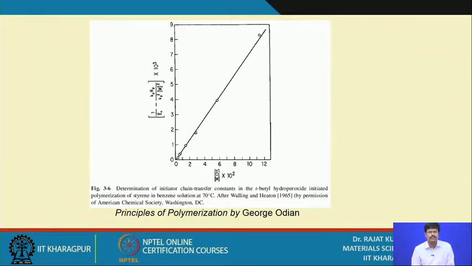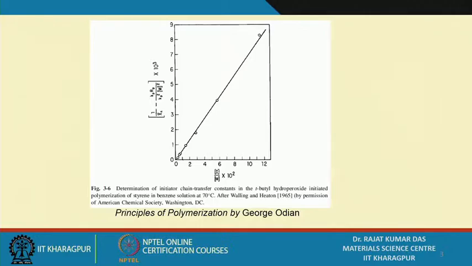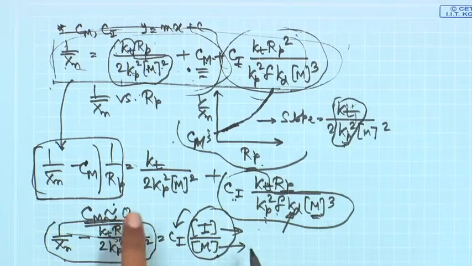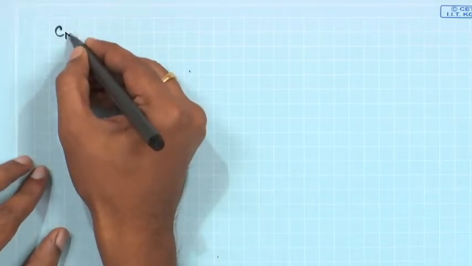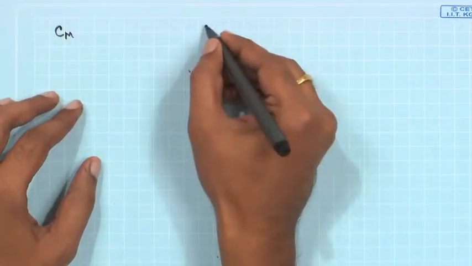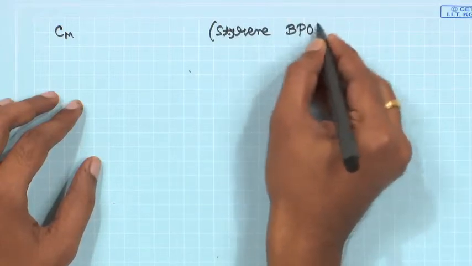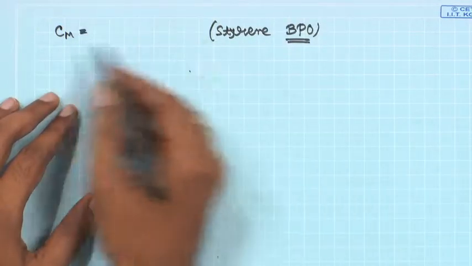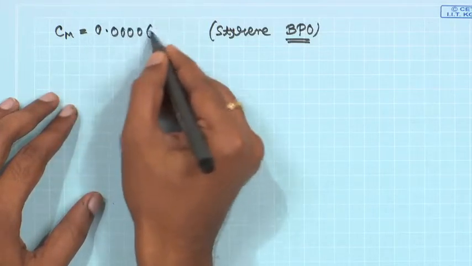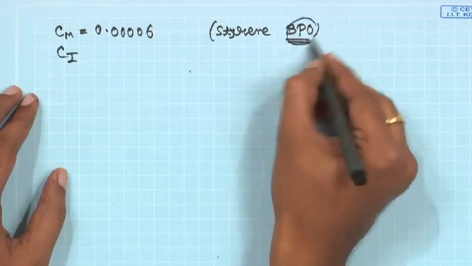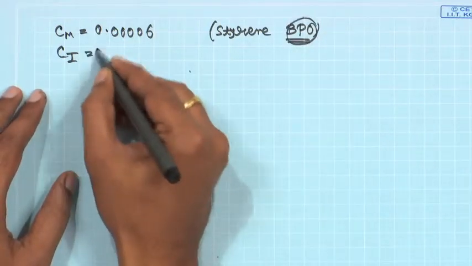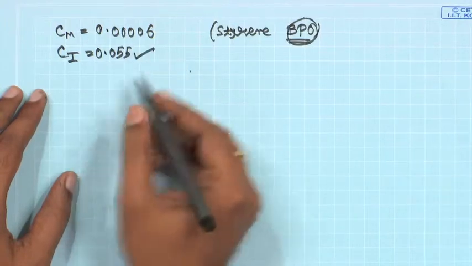Now, what about this thing? If you go back to the script that I was writing here, what about this? I told you that for many of the systems the chain transfer constant to the monomer is close to 0. So, if you look at some data, it will become evident for you. For polymerization of styrene with benzoyl peroxide as the initiator, the chain transfer constant to styrene is 0.00006. Chain transfer constant to the initiator, which is benzoyl peroxide, is 0.055. So, this is appreciable.